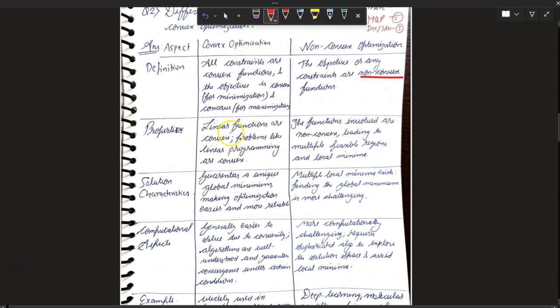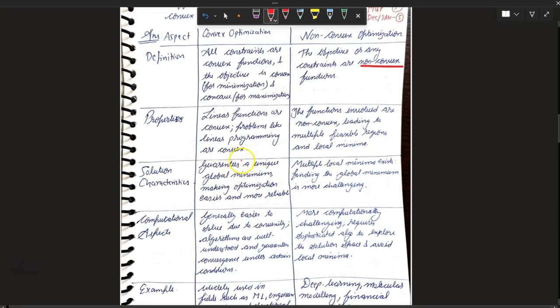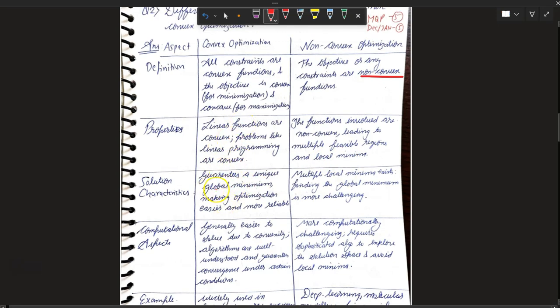Properties for convex optimization: linear functions, and convex problems like linear programming are convex. The property of non-convex is that the functions involved are non-convex, leading to multiple feasible regions and local minima. So this leads to multiple feasible regions and multiple local minima. The solution characteristic for convex guarantees a unique global minimum, making optimization easier.